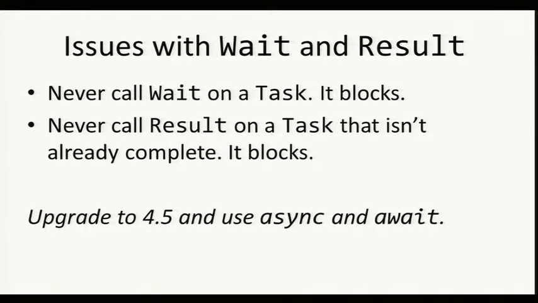Issues with wait and result. I have a blog post series that I have yet to finish, but about task parallel library. Wait and result can be very dangerous, as Damien almost learned in his demo. Yes. Right. So calling wait obviously blocks. Right. And the whole point of this stuff with async is don't block.